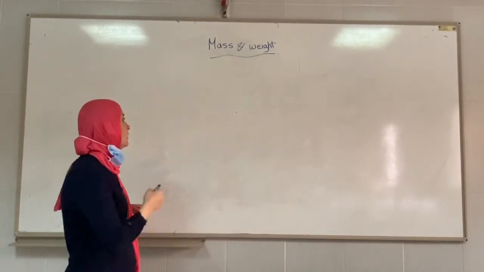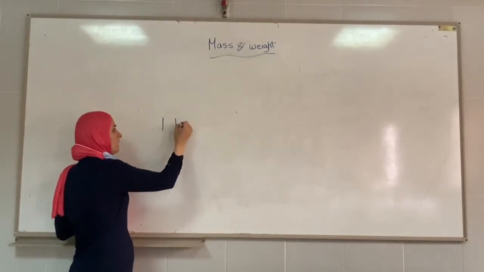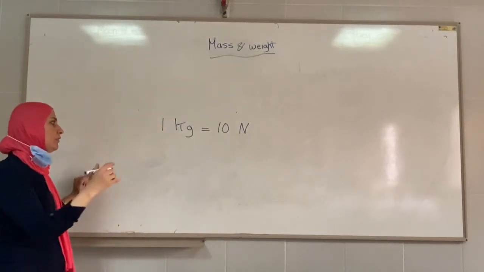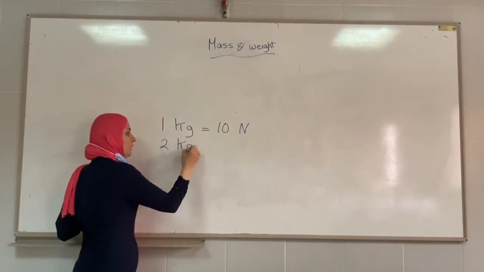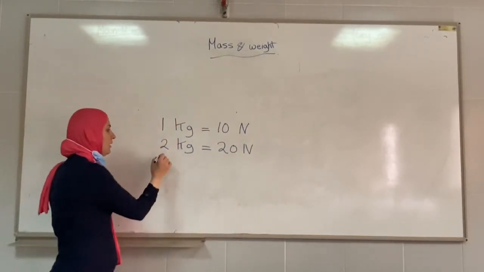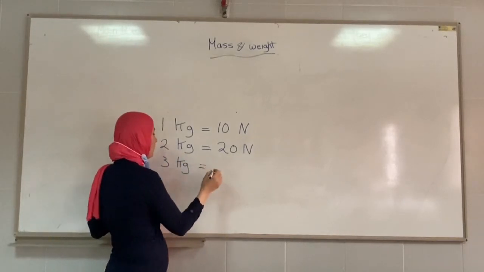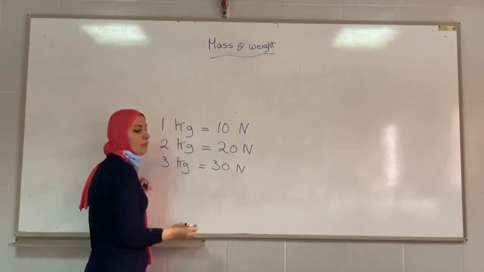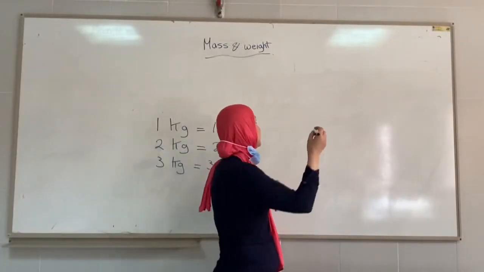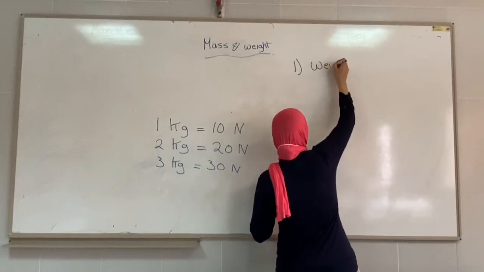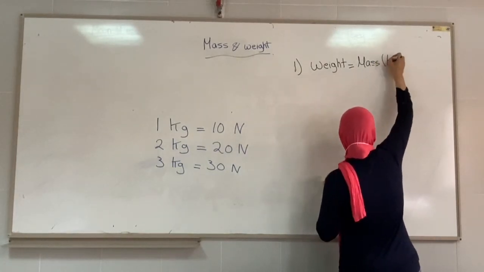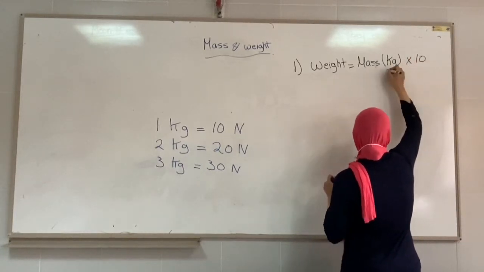How? Scientists find that if I have an object whose mass is 1 kilogram, its weight is going to be 10 Newton. And if I have an object whose mass is 2 kilograms, the weight is going to be 20 Newton. If I have an object whose mass is 3 kilograms, then the weight is going to be 30 Newton. From this, I can know my weight from rule number 1: the weight is equal to mass in kilograms times 10. And I mean the mass in kilograms.